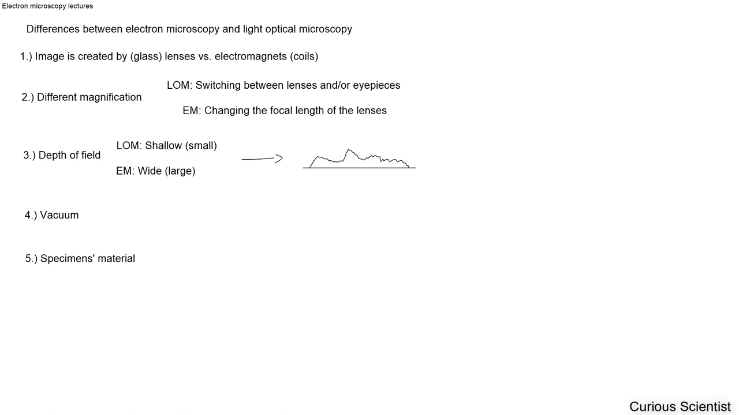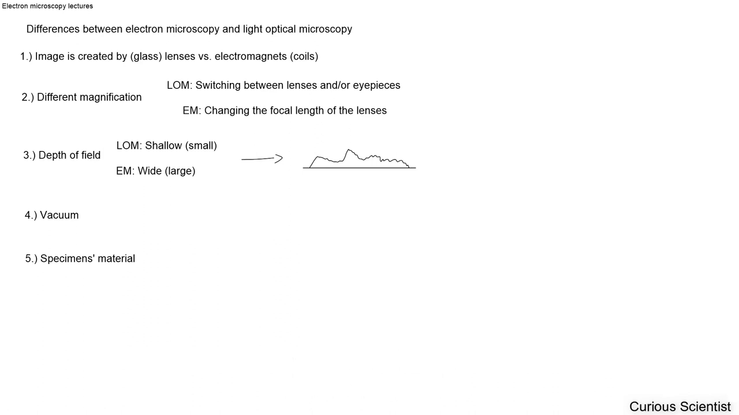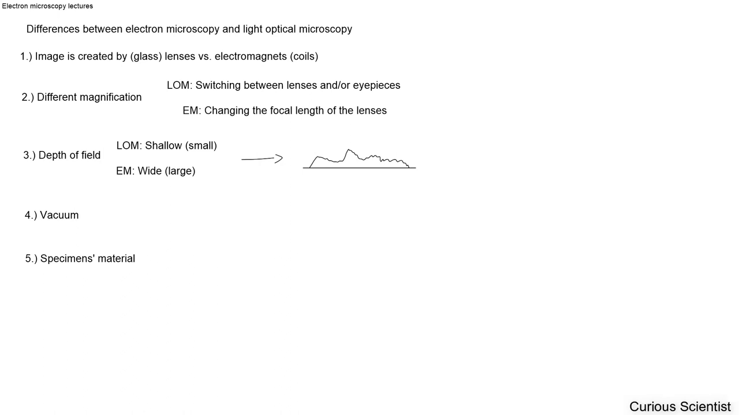And then we can think about how the magnification is achieved. In light optical microscopy you have to physically change the structure of your microscope. So basically you are switching between lenses or eyepieces to change the magnification of the image. But in the electron microscope you are just changing the focal length of the lenses by changing the current which is passing through them. So in theory it's simpler.